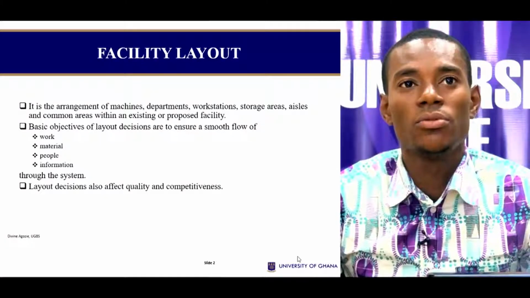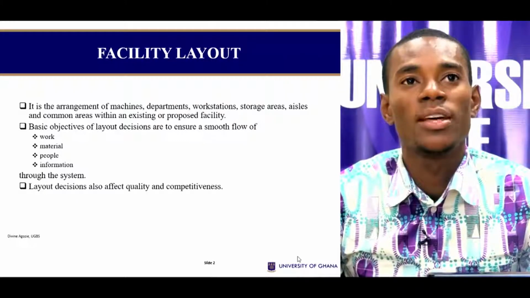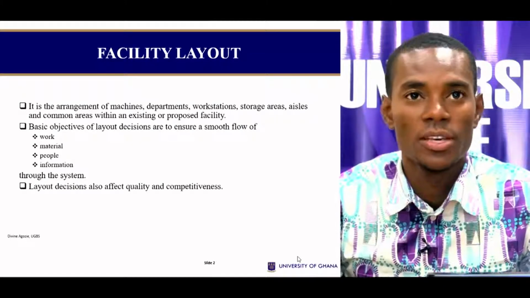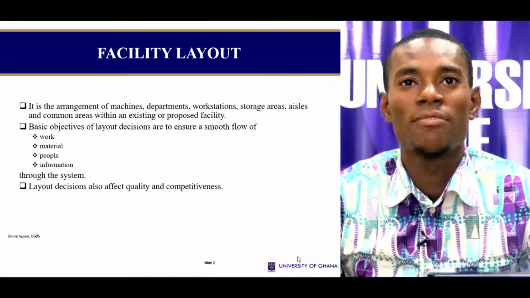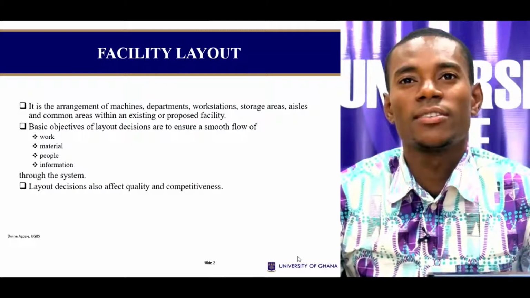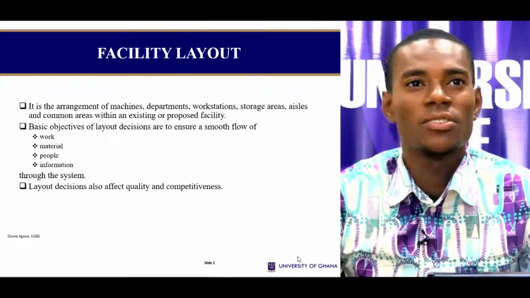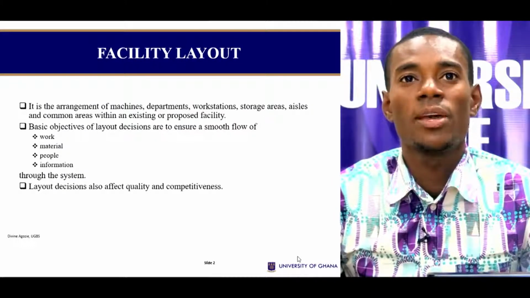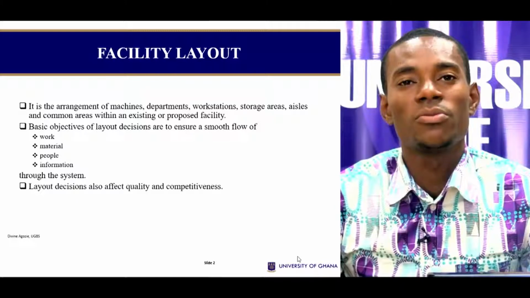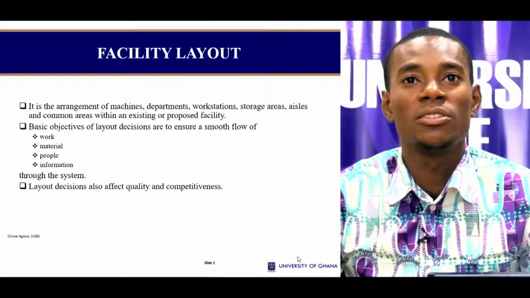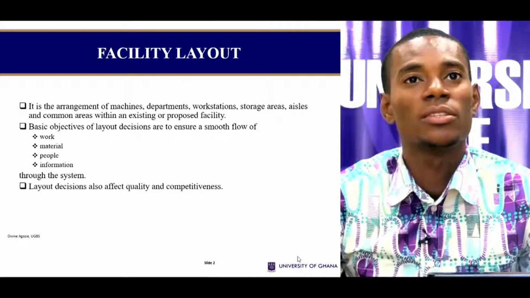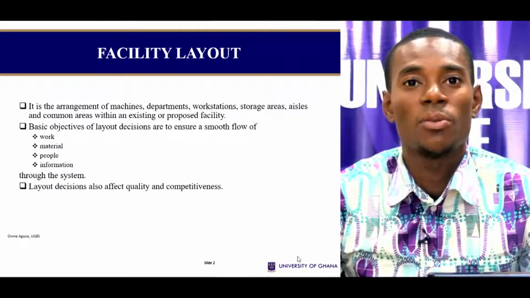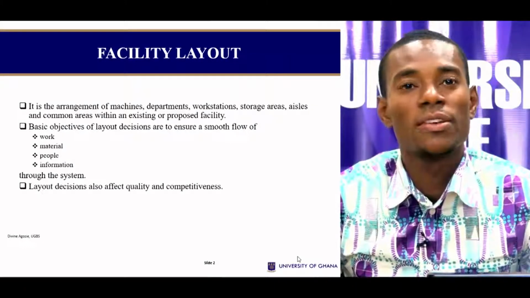So in every system, we would want to look at these four characteristics: the smooth flow of work, material, people, and information. Layout decisions also affect quality and competitiveness. If we have a very haphazard layout, you could find damages occurring to machines or products, the outputs that come out of our production process, and that could also affect quality.